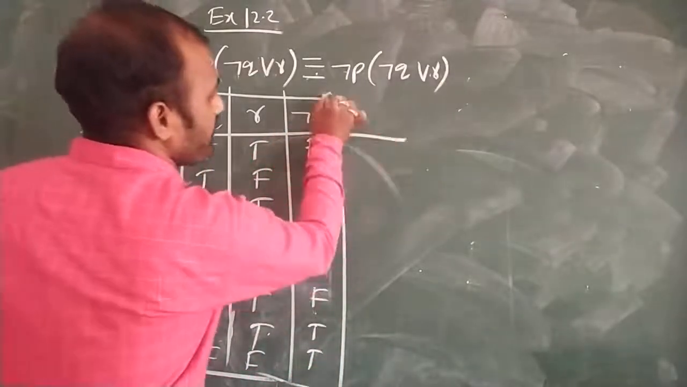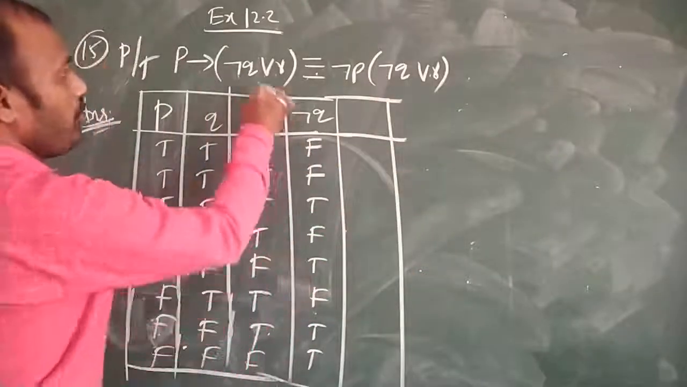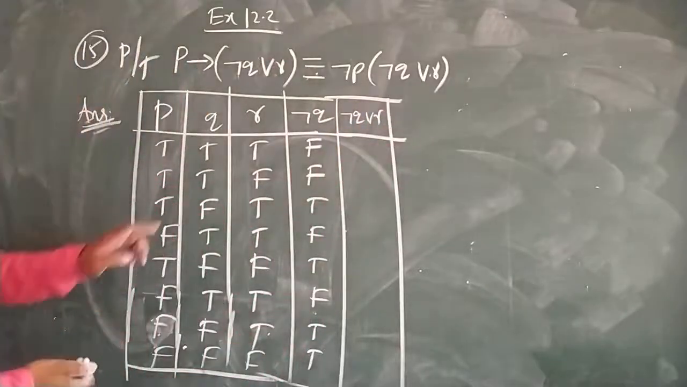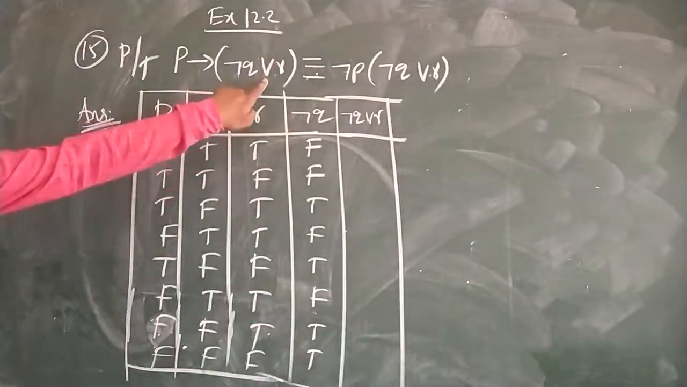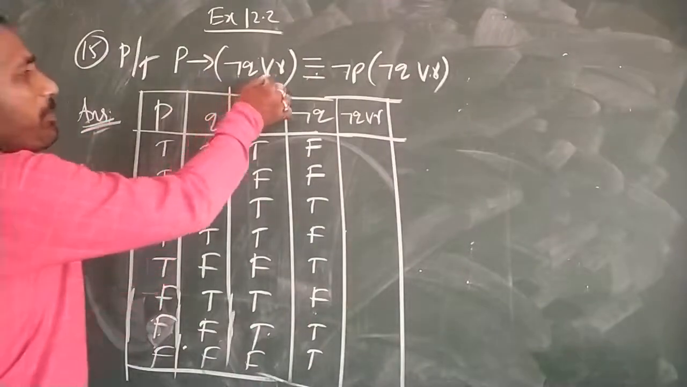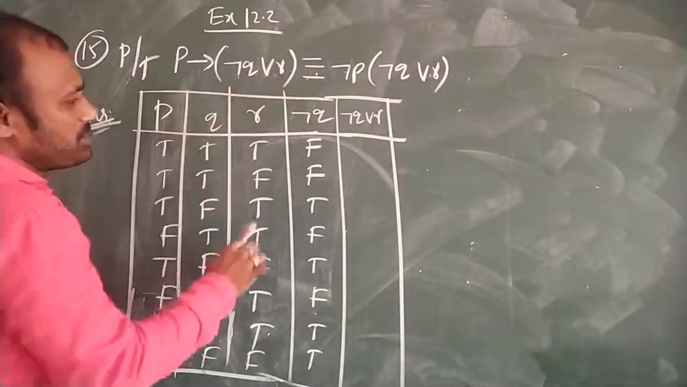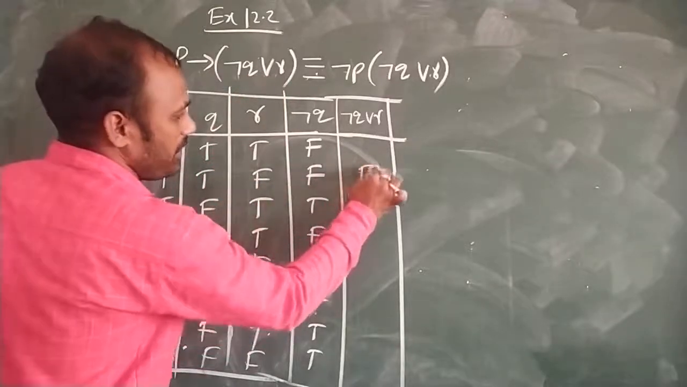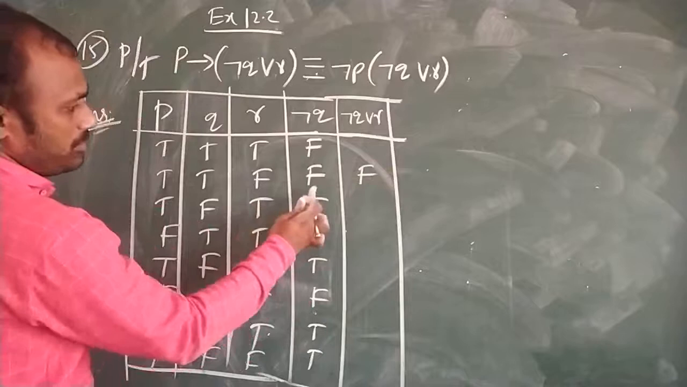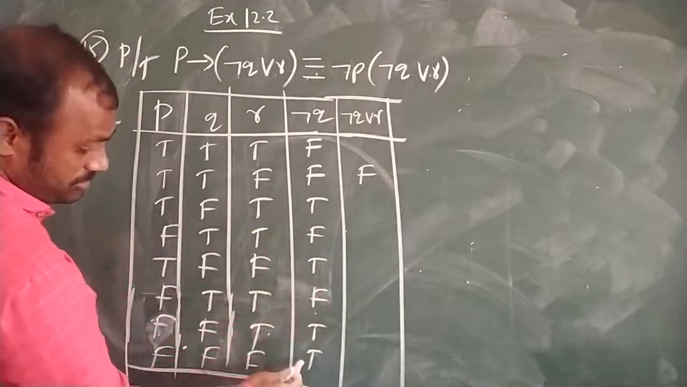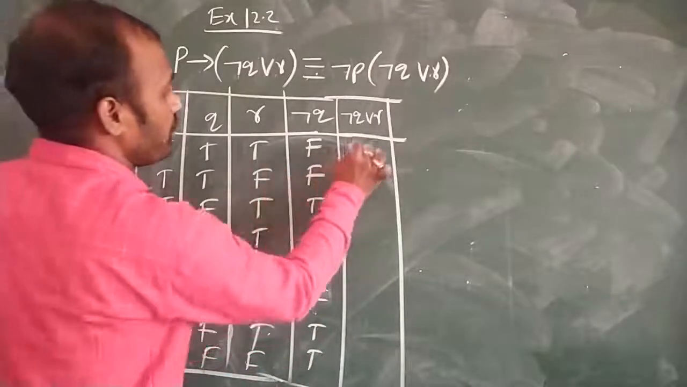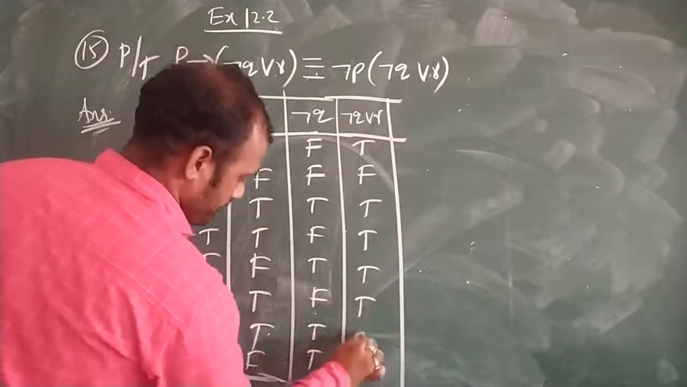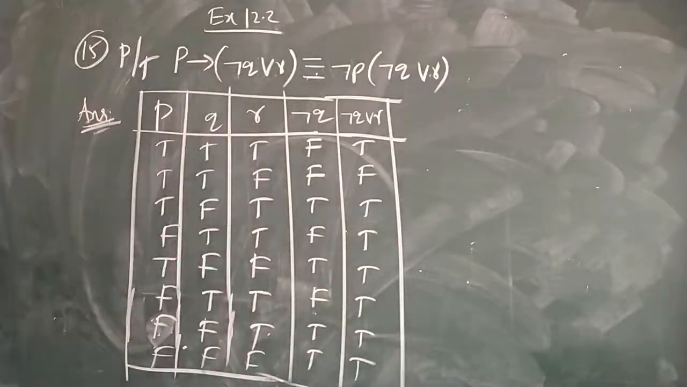Next, for negation Q or R, we need to apply the OR operation. So the OR operation states that whenever false, false is there, then it will be false. Remaining cases it will be true. So here false, false, we have to write it as false. And remaining all cases will be true only.